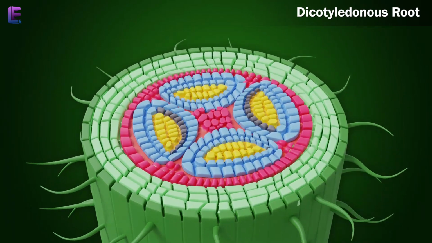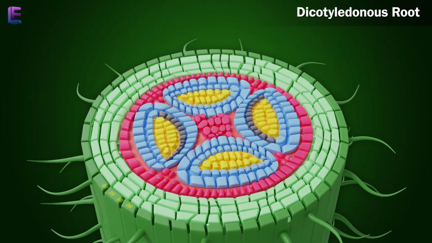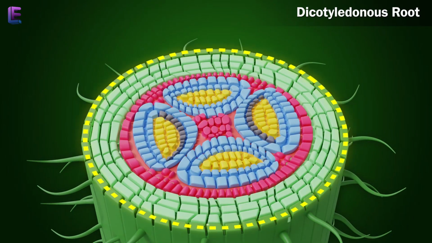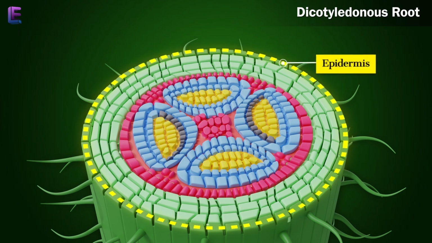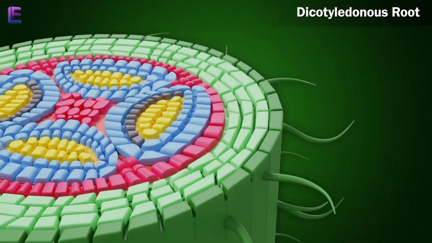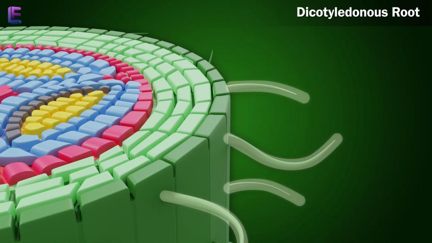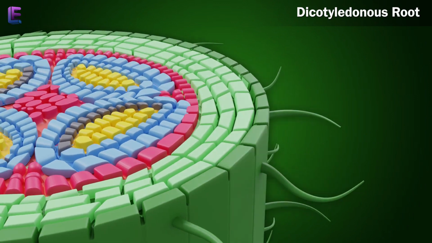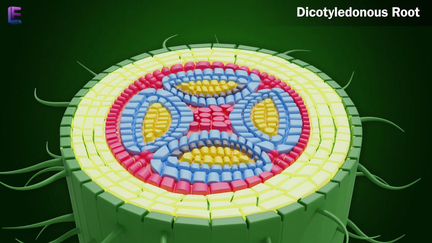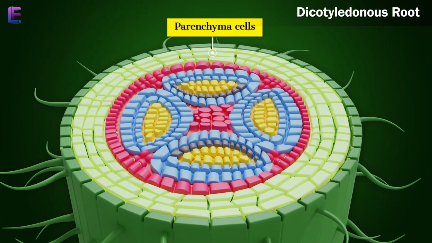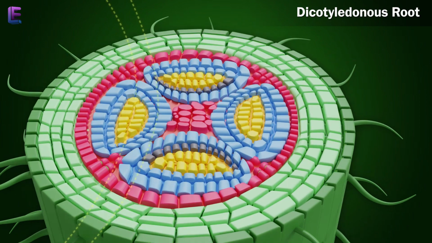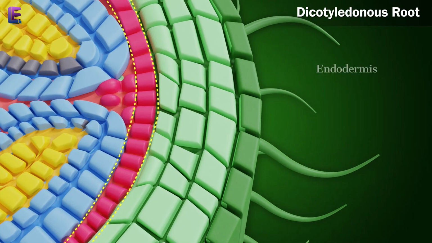The internal tissue organization is as follows. The outermost layer is epidermis. Many of the cells of epidermis protrude in the form of unicellular root hairs. The cortex consists of several layers of thin-walled parenchyma cells with intercellular spaces. The innermost layer of the cortex is called endodermis.